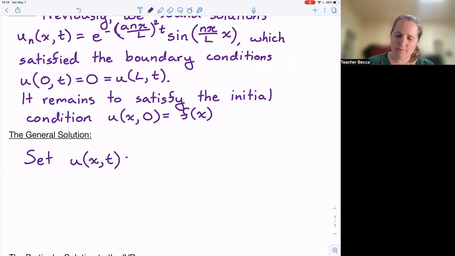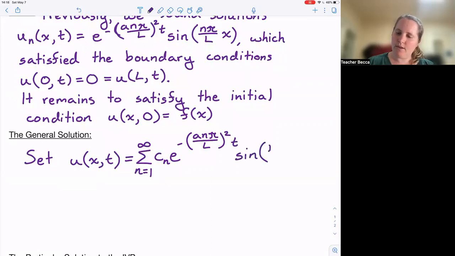to be the sum from n equals 1 to infinity of c sub n times e to the negative a n pi over L squared t times sine of n pi over L times x.